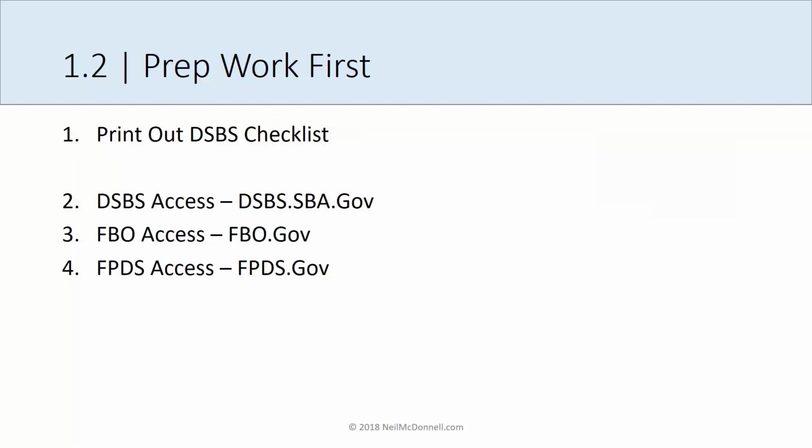Okay, next you want to confirm access to all the sites we're going to use during our course. So first open up a new browser window, not just a tab, and type in dsbs.sba.gov. That's the foundational site we're going to use. Next, you're going to open up another tab, and this one you're going to type in fbo.gov, and you'll learn about this as we go forward. And then finally, a third tab to open up, fpds.gov.